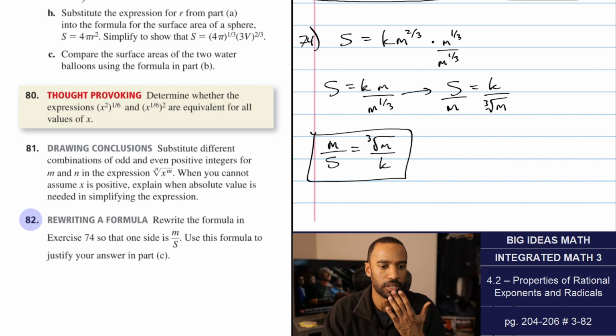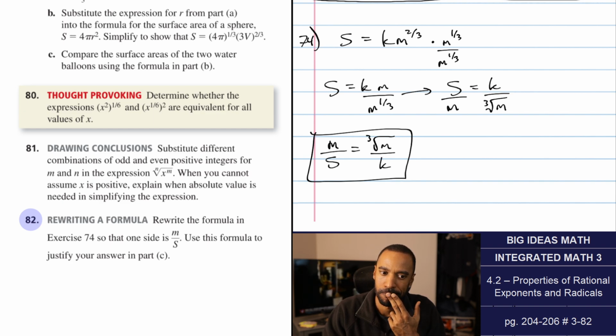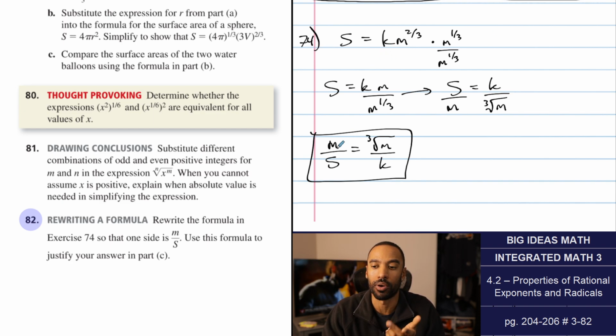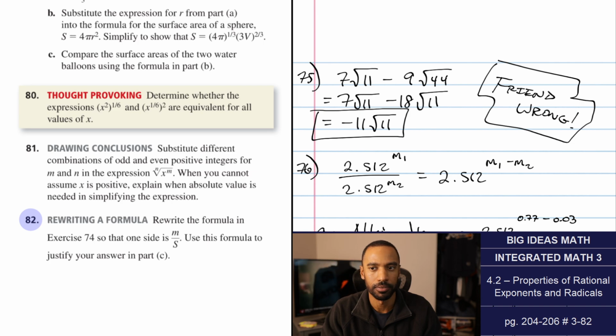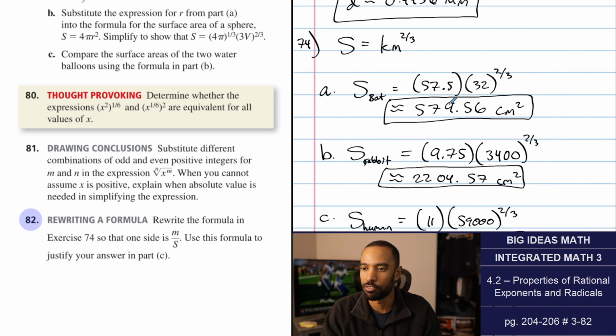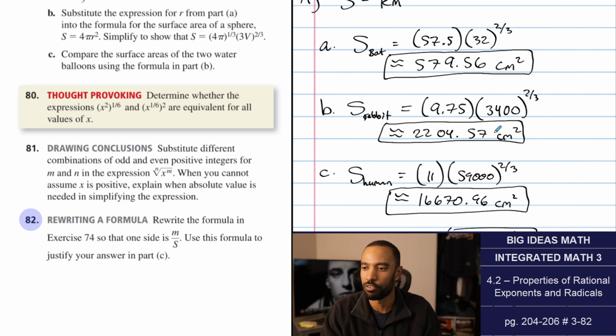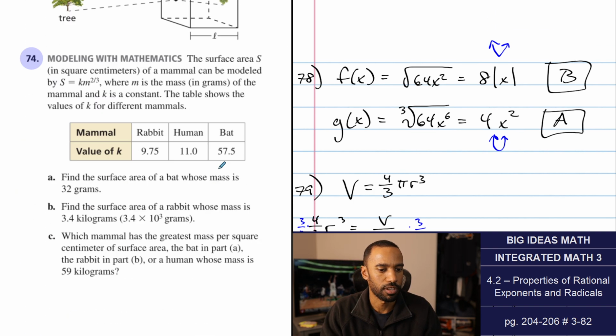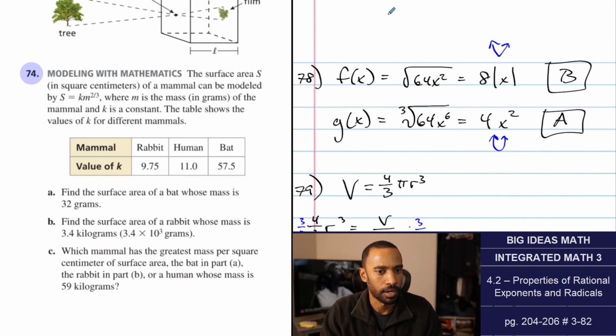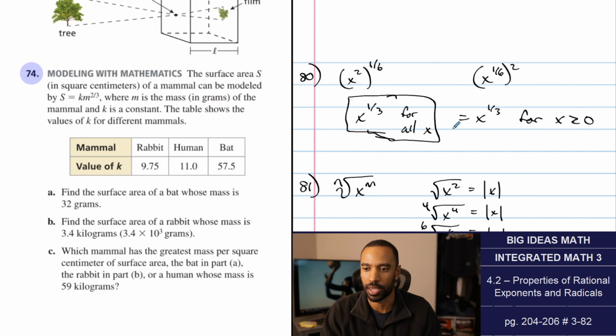Now they said use this formula to justify your answer in part C. So in part C, what I would do is... Well, m over s is the... Oh, okay, this is the mass per surface area. So let's use this version of this thing. Let's use the cube root of our mass over our constant and figure those ones out. So the masses that we have are 32, 3,400, and 59,000, and the constants we'll use in the table from the other one. Actually, we can just look at that problem there. We have all the numbers there, right? The humans is 59. Okay, yeah, we can just use those.